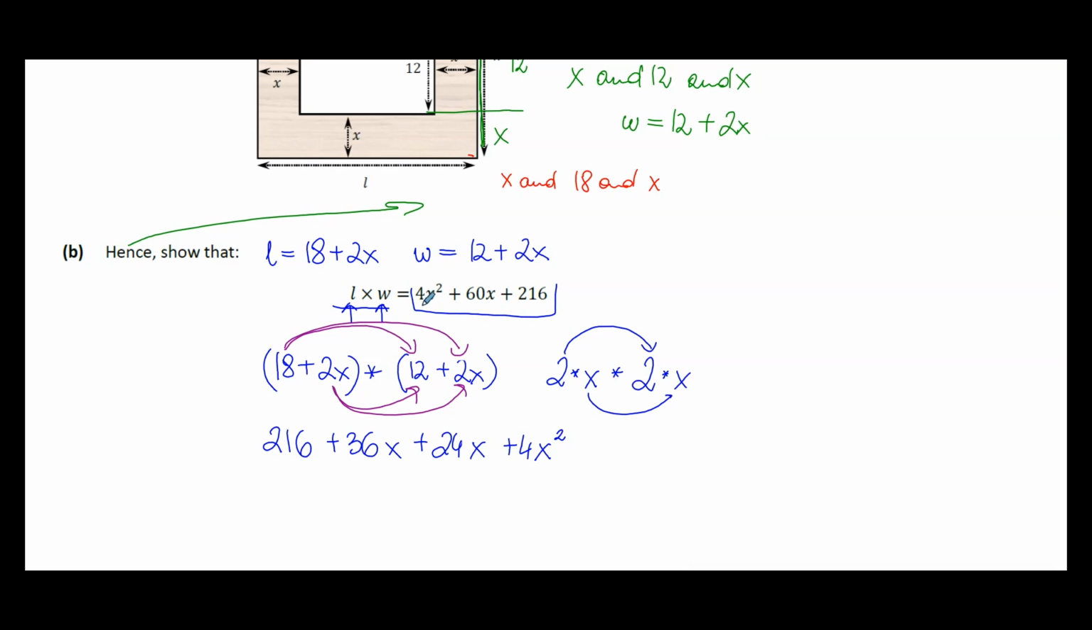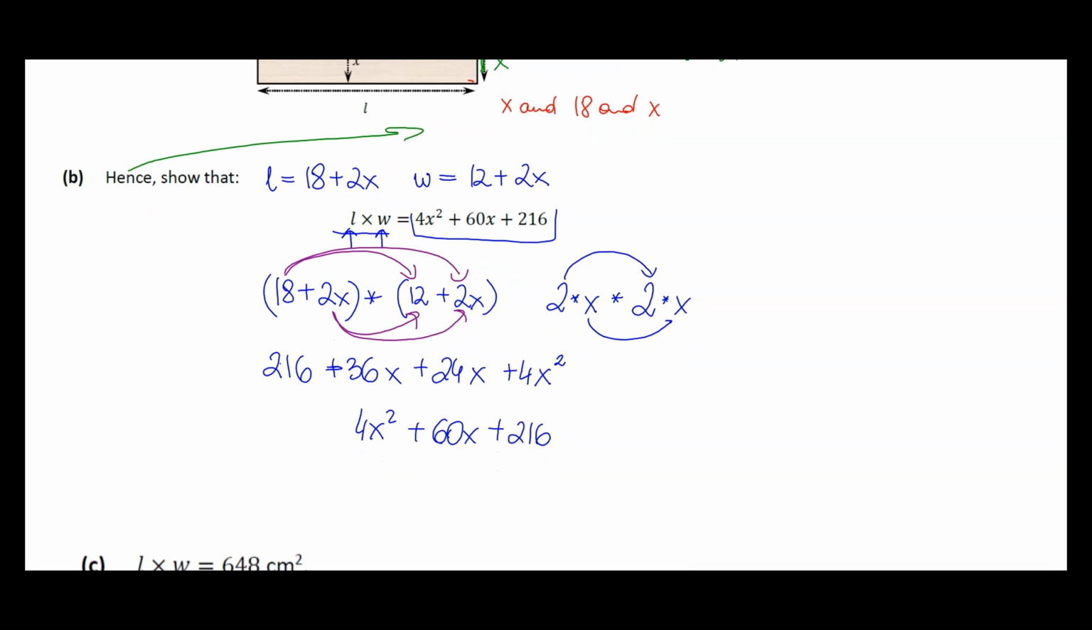So again, where am I going? Okay, let's see. First we write 4x to the power of 2. Then we have 60x. So 36 and 24, we put that in the calculator and we get that that is 60x. And then 216, and that's what we have. So yes, indeed, we show that the multiplication of those two will give me that equation.